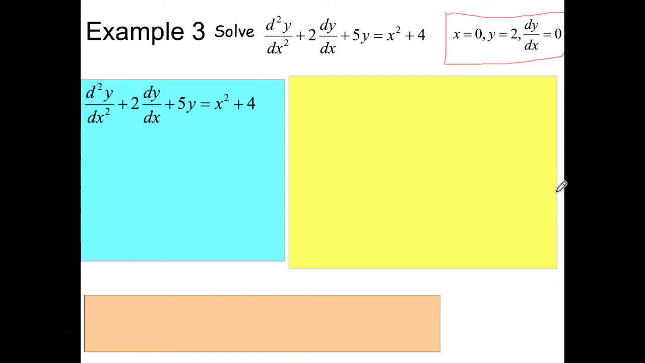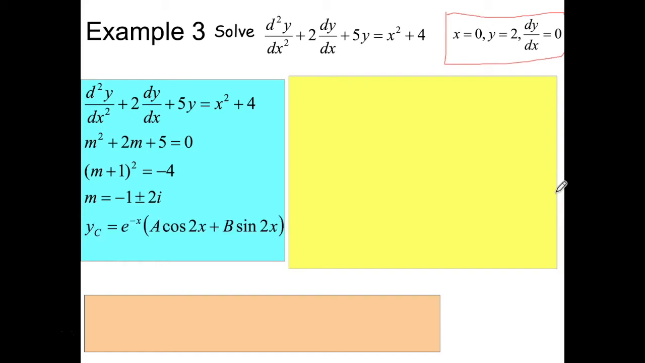First, we solve the homogeneous case. We look for the auxiliary equation, which is m squared plus 2m plus 5 equals 0. So m should be complex in this case. So if you remember, it means your complementary function should be e raised to the power real part times x, times a cos imaginary part x plus b sine imaginary part x.